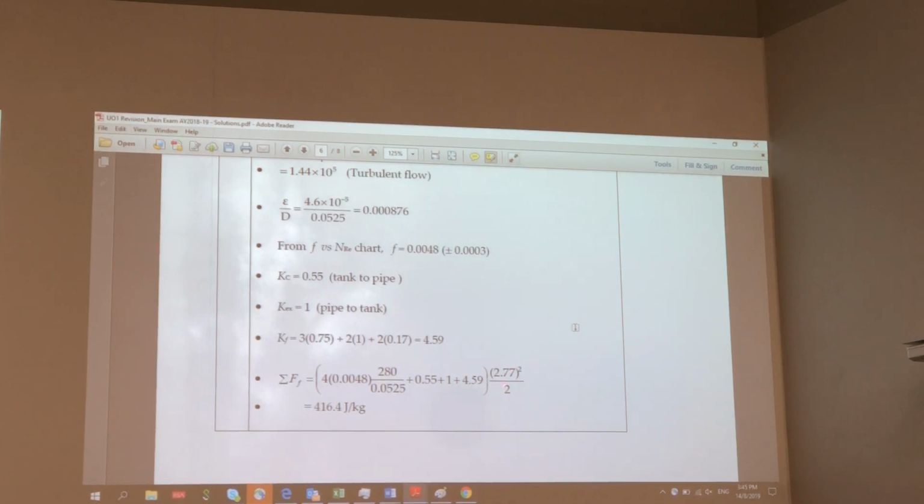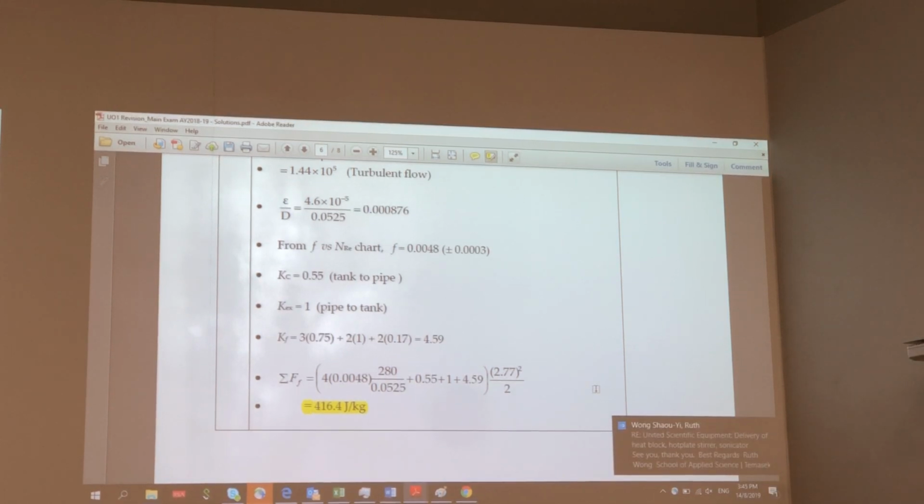And then this velocity, please take note. This velocity refers to the velocity inside the pipe. Inside the pipe. Okay? Also highlight what units you will have here. What units? This is the units joules per kilogram. This will be the units for friction loss. Okay? And everybody okay?